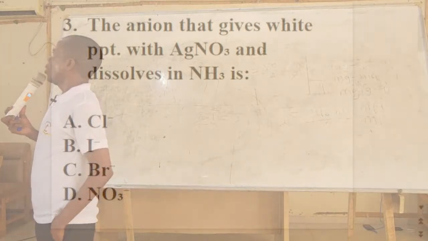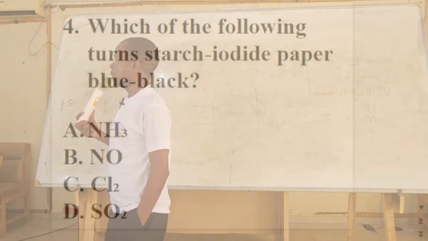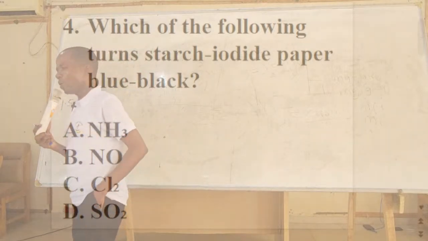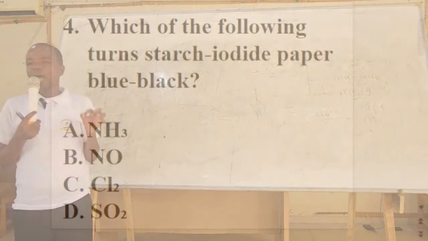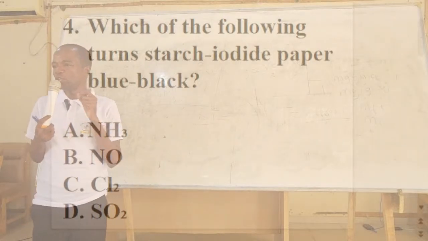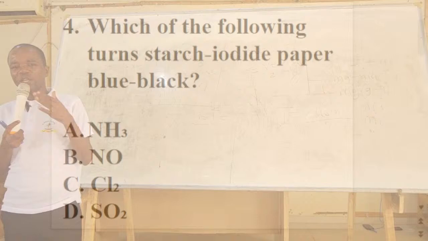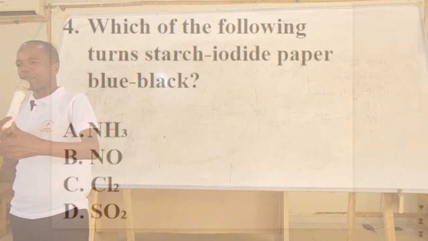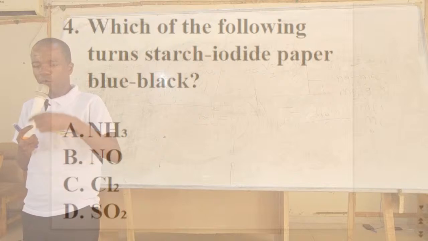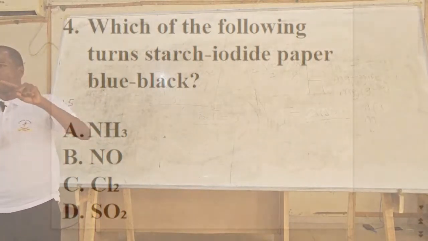Okay, which of the following turns starch iodide paper blue black? The only gas that will turn a starch iodide paper blue black is chlorine gas. Starch iodide paper is potassium iodide. When chlorine is added to potassium iodide, what happens? The chlorine will displace the iodine, and the iodine will now combine with starch.